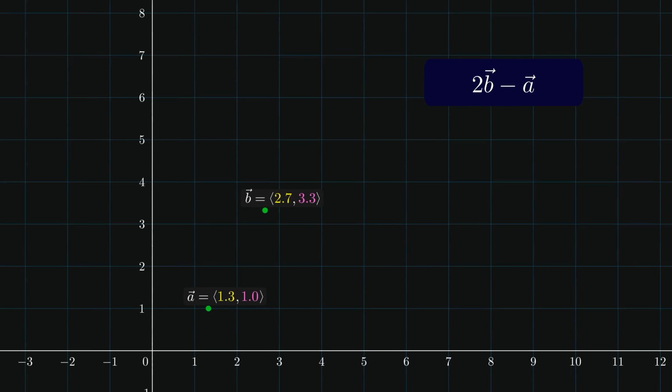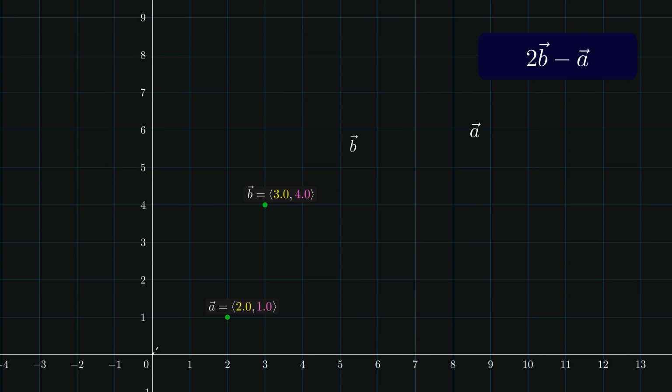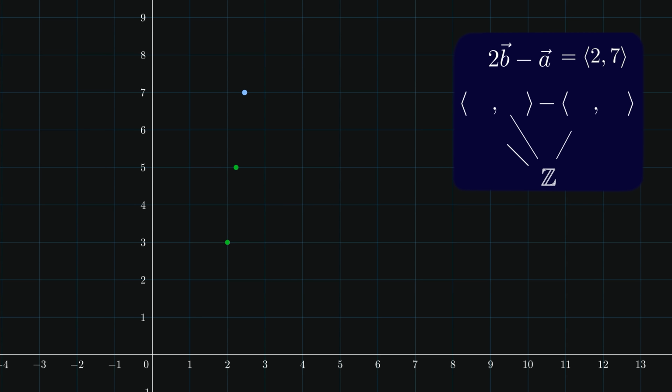Let's verify our formula with an example. We plug in vectors A and B, and we find that we expect frog A to land in this green circle. And when we perform the jump, that's exactly what we see. The important thing to notice is that we're doing multiplication and subtraction on whole numbers, so the output coordinates will also be whole numbers. And this verifies our hypothesis that the frogs will always be on grid points.